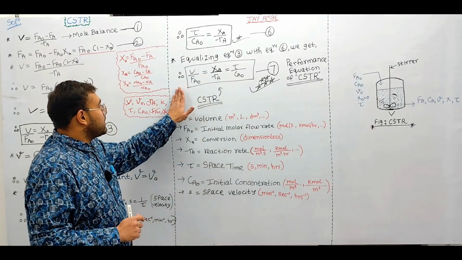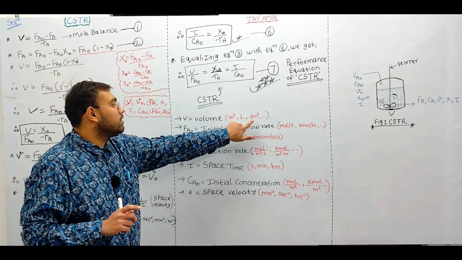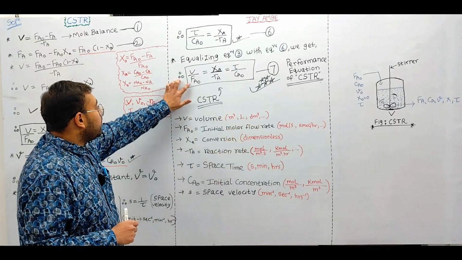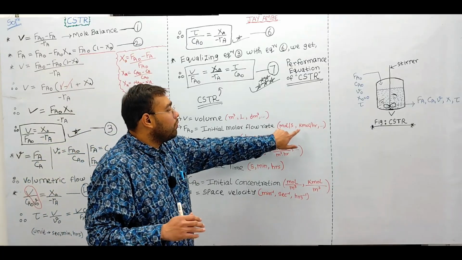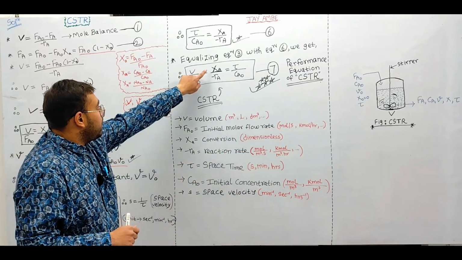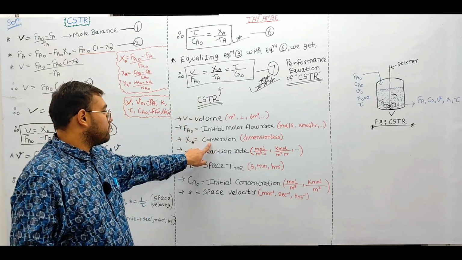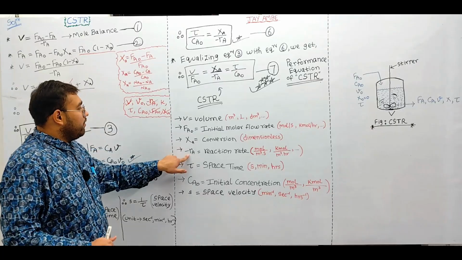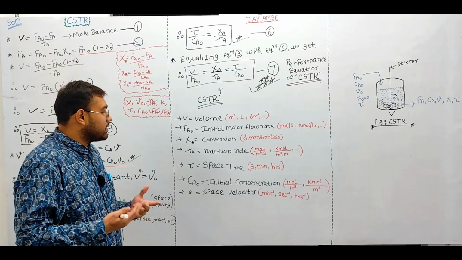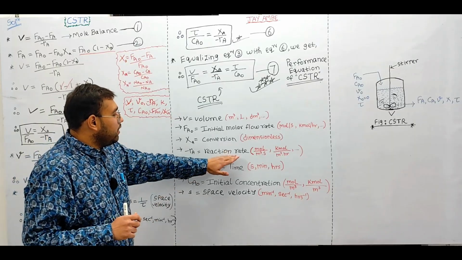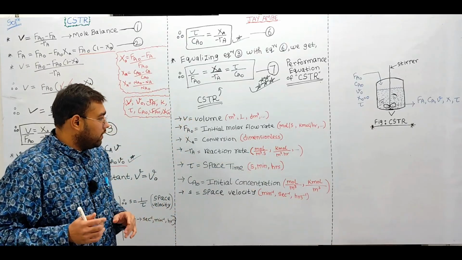In equation 7, V represents the volume, and the units are meter cube, liter, cubic decimeter. Fa naught represents the initial molar flow rate, and the units are moles per second, kilomoles per hour. Xa represents the conversion and is dimensionless. Minus Ra represents the reaction rate, or rate of disappearance of reactants from the reaction environment. The units are moles per meter cube second or kilomoles per meter cube per hour.